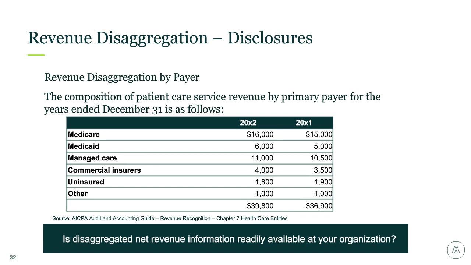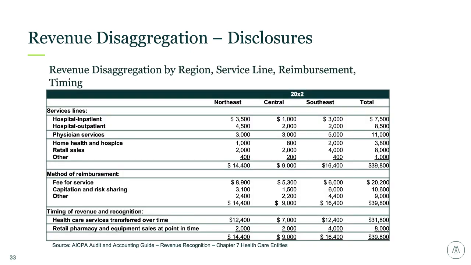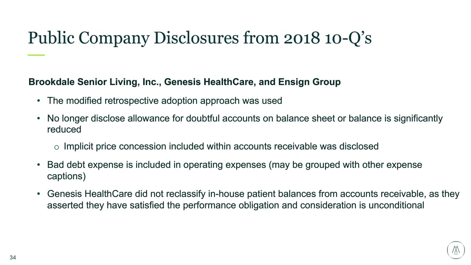And then you can see on this slide, here's an example of revenue disaggregation by service line, method of reimbursement, timing of revenue recognition, as well as by geography. And lastly, we wanted to summarize just a few takeaways from SEC filers that have needed to adopt and disclose this starting in their interim periods of 2018.